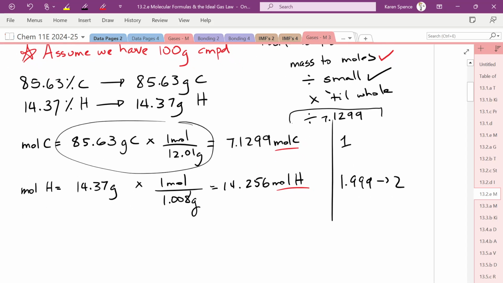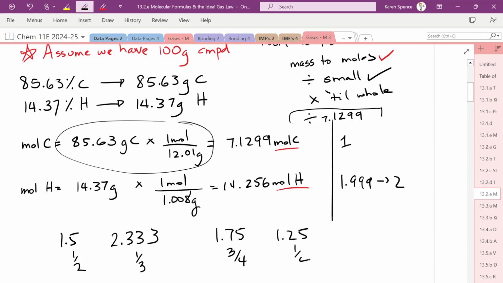What would be some normal decimal places you would have? Yeah, you could have a 1.5, you could have a 2.333. So you'll have either something that's a third or a half, or 1.75 or 1.25, 3/4, 1/4, or 1.667, 2/3, things like that. Things where it's going to be easy to figure out. You're not going to have to multiply by anything other than 2, 3, or 4.